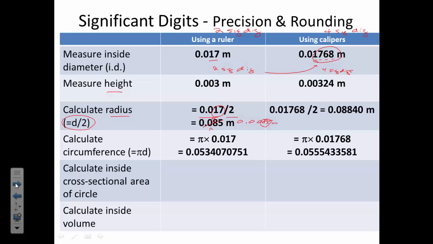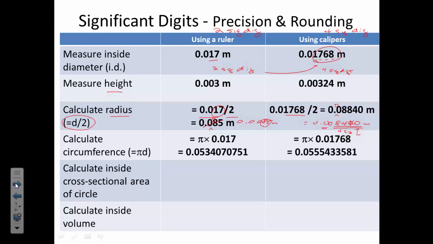All right. In the same sense, I took the 0.01768 divided by 2, and I'm sorry, I missed another 0 here. And my final answer is 0.00884 meters. And all 4 of these final digits are significant, including this last 0. All right, so I still get to keep my 4 significant digits.